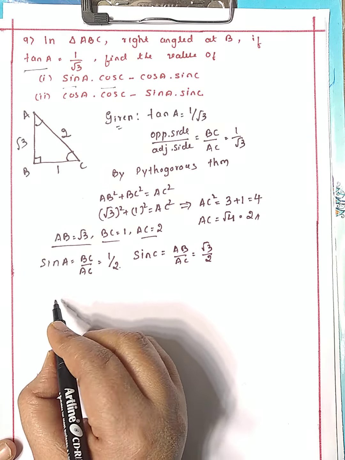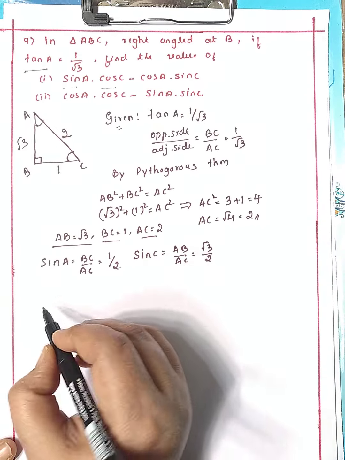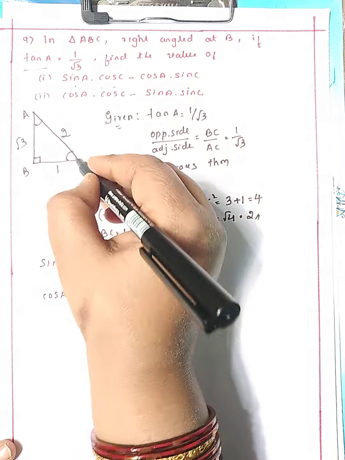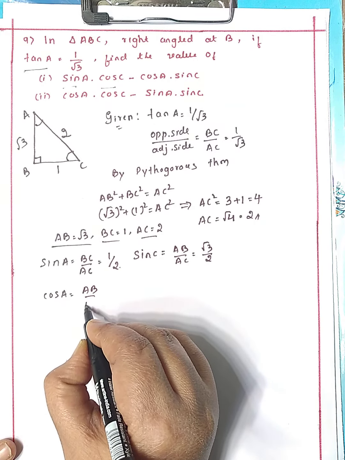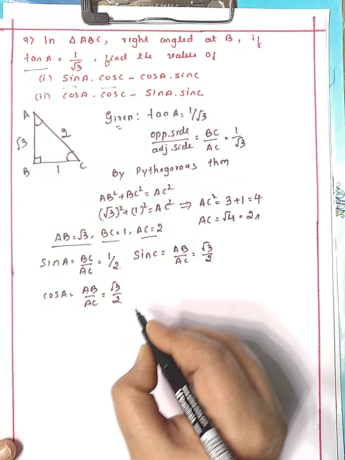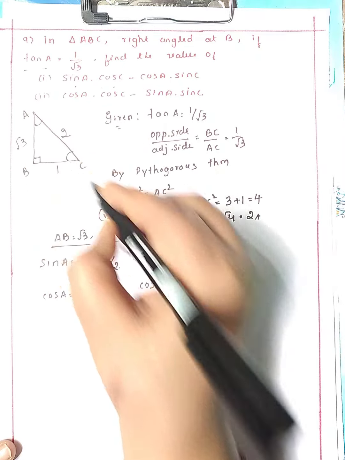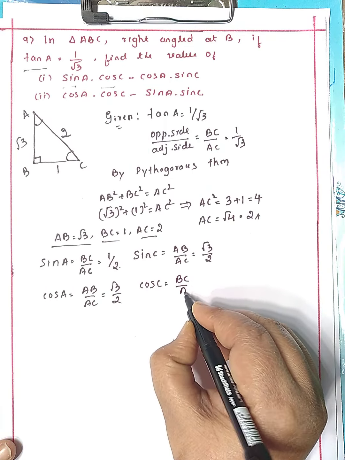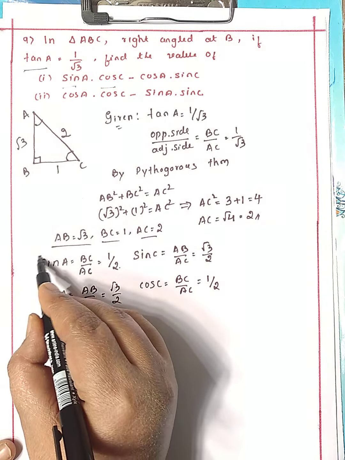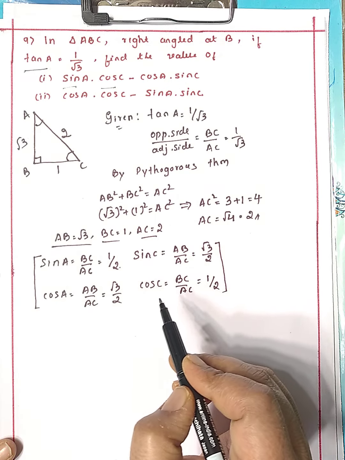Then we will find out cos A and cos C. Cos A is adjacent by hypotenuse. That is AB by AC, that is root 3 by 2, and cos C. Cos C is adjacent by hypotenuse, BC by AC. That is 1 by 2. Now we got the ratio of sine A, cos A, sine C and cos C.